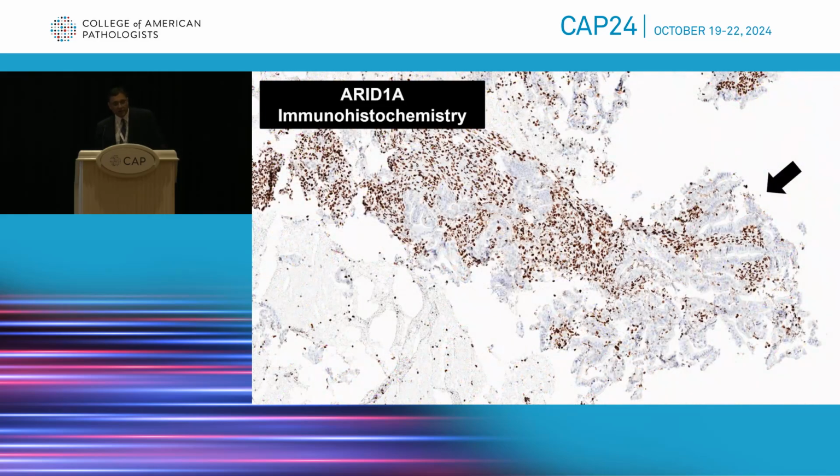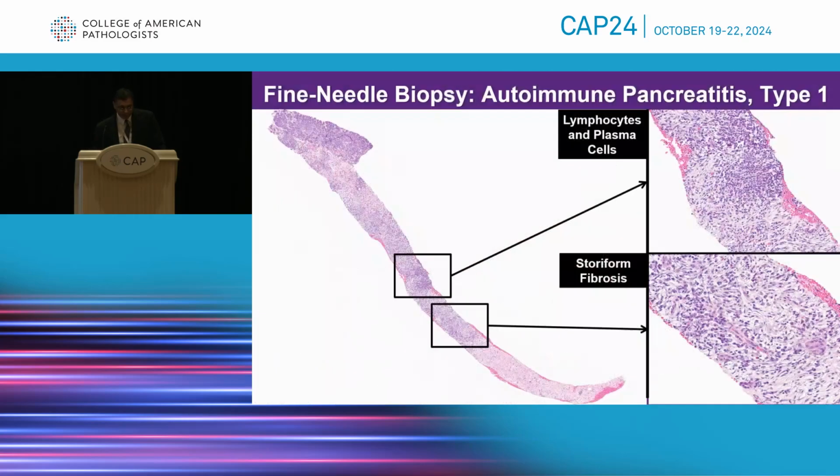Now, another helpful stain that our group has implemented recently is ARID1A. ARID1A is lost in about 10% of pancreatic ductal adenocarcinomas, along with cholangiocarcinomas as well, and loss of expression can be seen in a subset of pancreatic cancers and really help in making the diagnosis for these cases. Interestingly enough, they're often mutually exclusive from SMAD4, so if SMAD4 is not helping, ARID1A may.